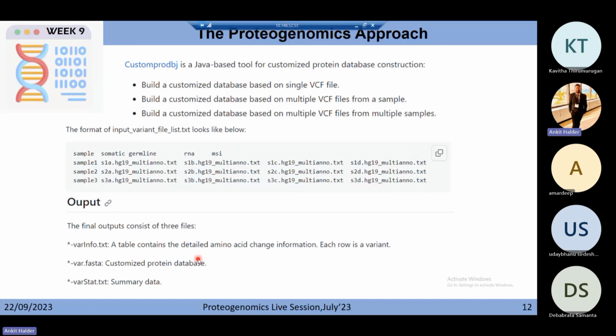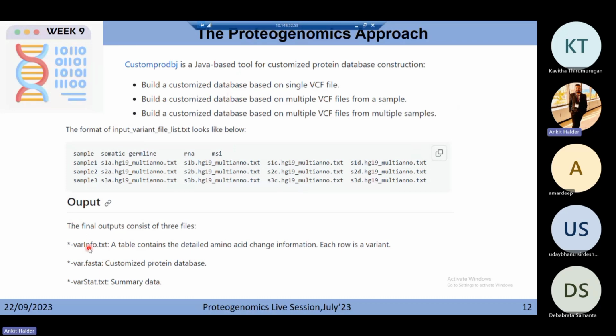So each row will be your variant. Each row will contain that this is a variant. Var.fasta is your customized protein database, that is what you are looking for. So what we are looking for is the protein.